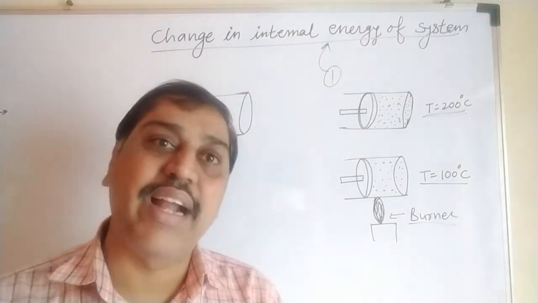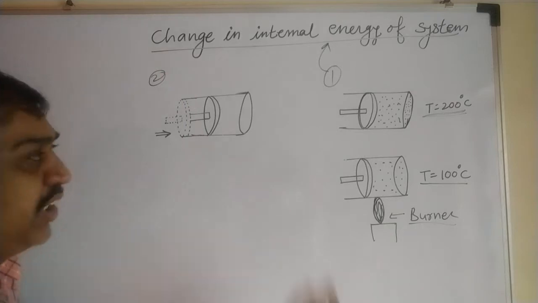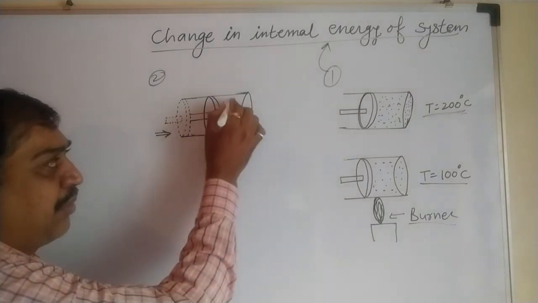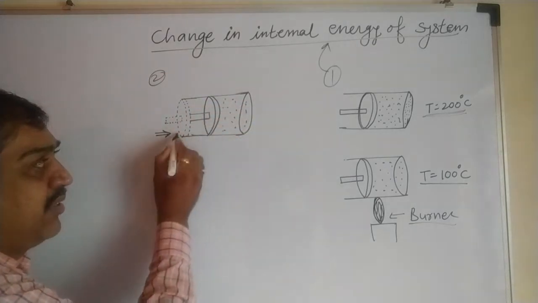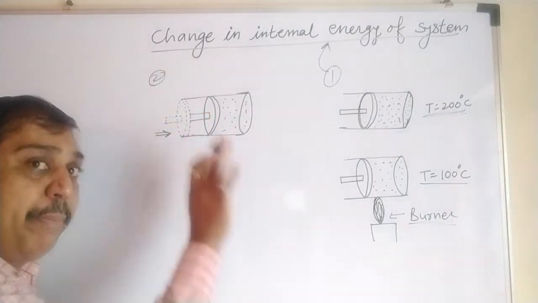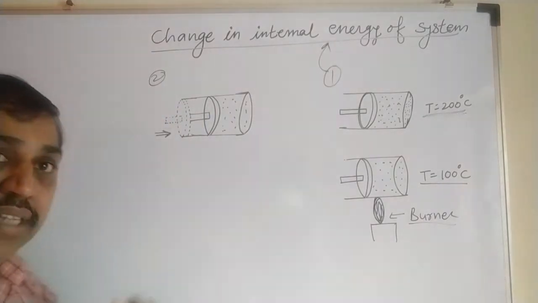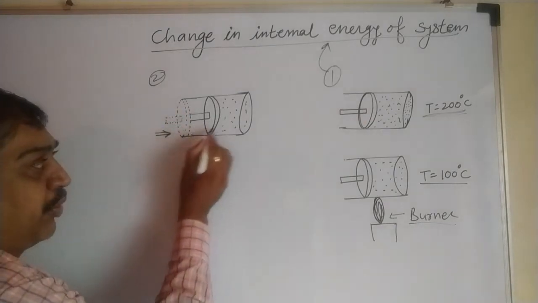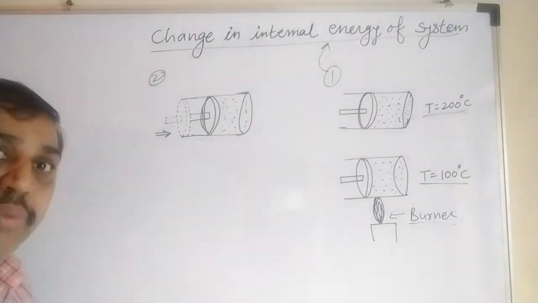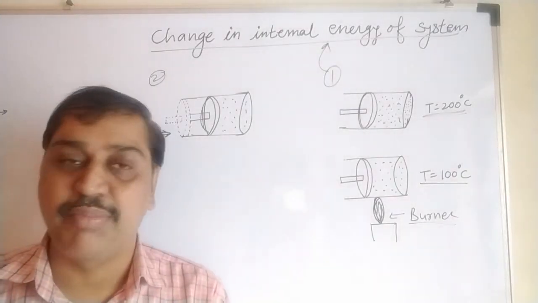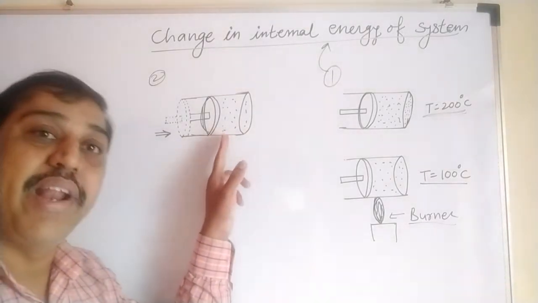Apart from this, what is the second method? This is the second method, I have drawn it here. Suppose initially the piston is here, and these are our system, the gas molecules. When we push the piston, compress it, moving the piston inside from this dotted position to this position, it will exert work on the gas molecules, and that will increase the internal energy of the gas.